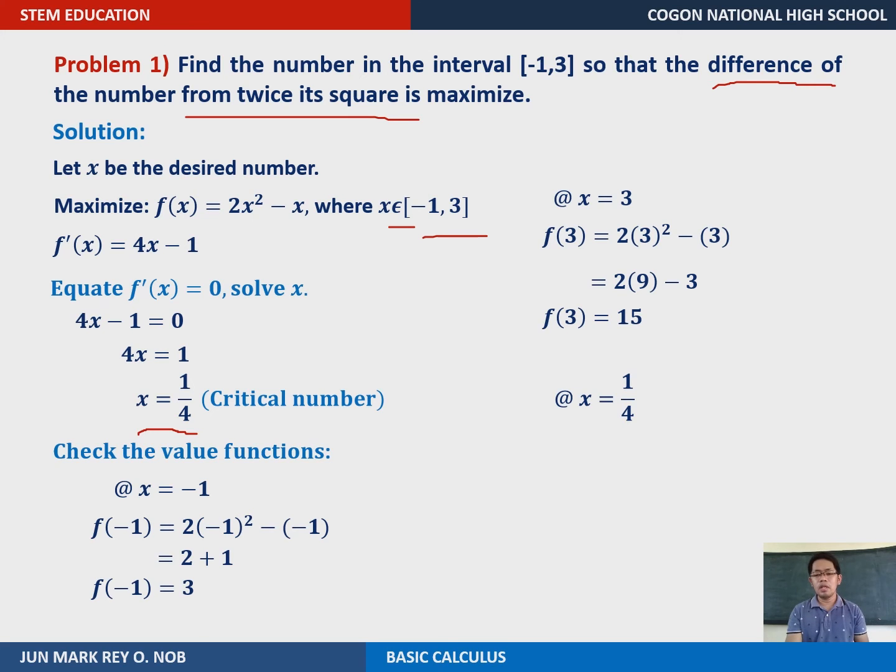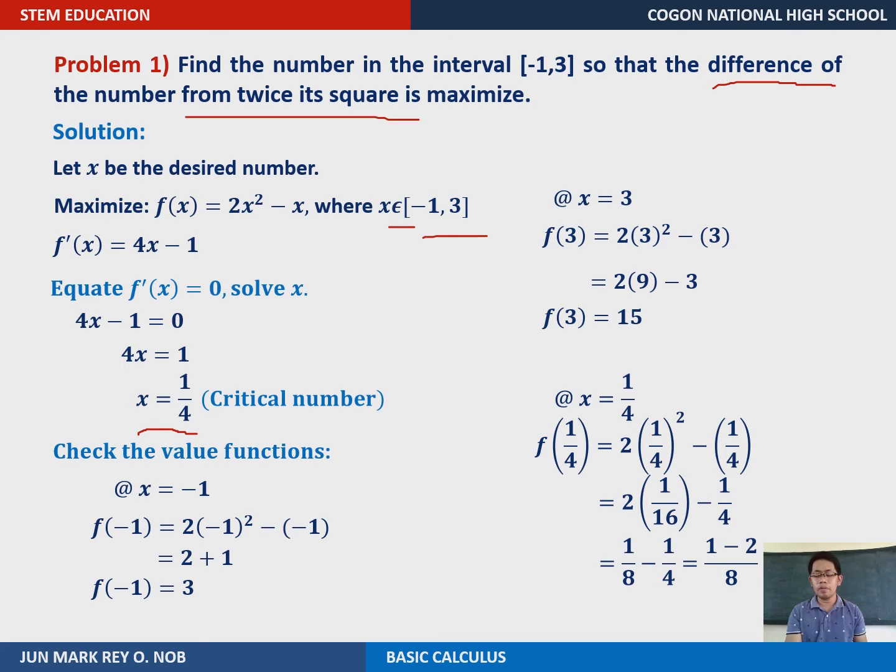This time, let's evaluate the function at x equal to the critical point, which is actually 1/4 based on our computations a while ago. Right, so we substitute the value of x, we simplify, we solve, we follow PEMDAS, and then we come up with f of 1/4 equal to -1/8.